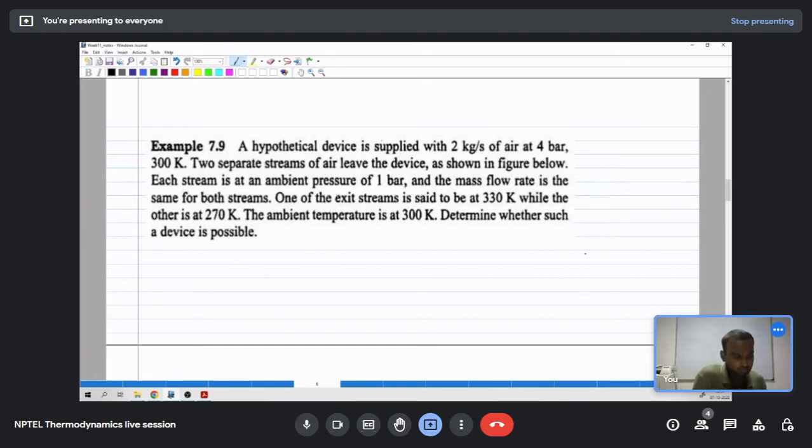So if you have to draw the schematic, we have a device which is supplied with 2 kg per second of air at 4 bar and 300 Kelvin. So now this is getting split into 2 streams, and each stream mass flow rate is the same. So 2 kg per second is split into 1 kg per second each, and both are at 1 bar atmosphere, and for one stream the temperature is 330 Kelvin and the other stream is 270 Kelvin.